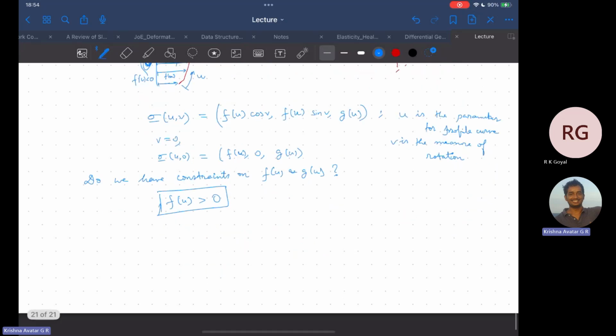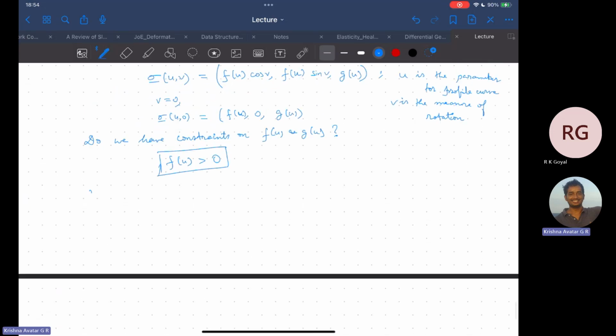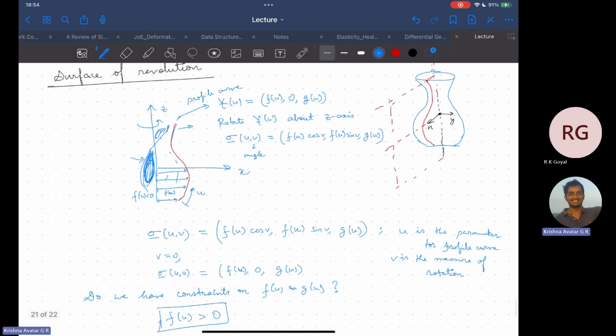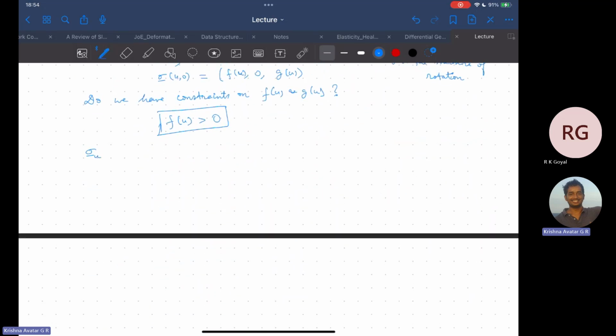Now let's look at other things that we always want to check about the regularity. So say sigma u. And there are no constraints on g of u because g of u can be negative or positive, it doesn't matter. It's just along the z-axis. Of course, g of u is negative for the portion of the curve below the x-axis, while that above the x-axis is positive. So there are no constraints on g of u, except that g of u should be continuous, at least.